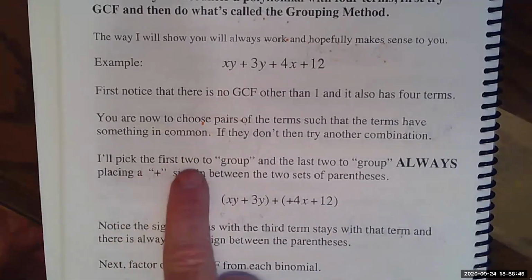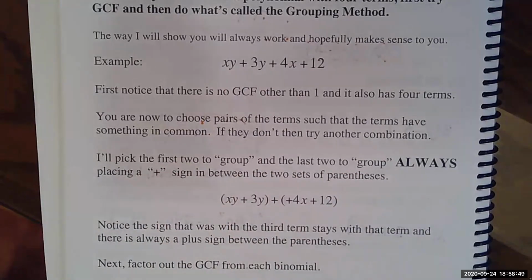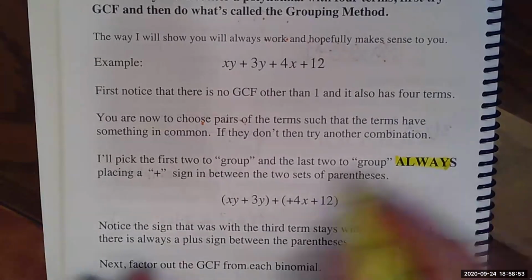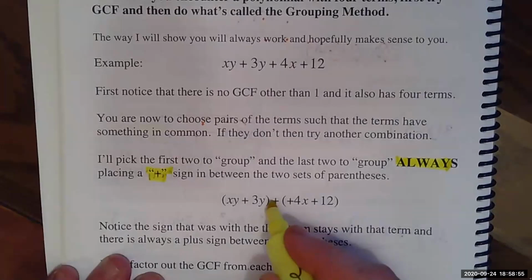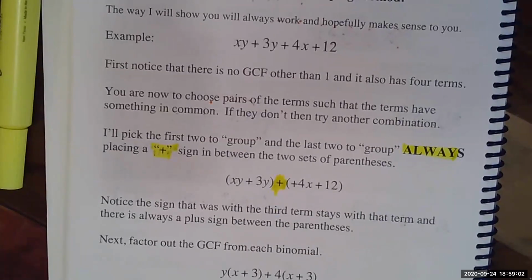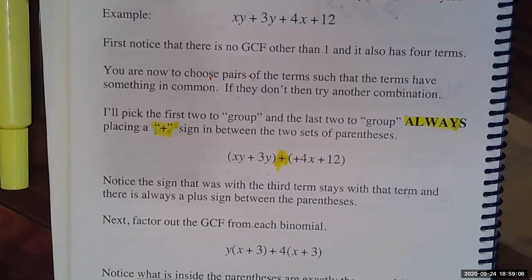All right, so I grab those two and I always put parentheses around it. So I'll pick the first two to group and the last two to group, and you always emphasize that. Place a plus sign between the two parentheses. You're not going to find this wording in the textbook, but it always works.